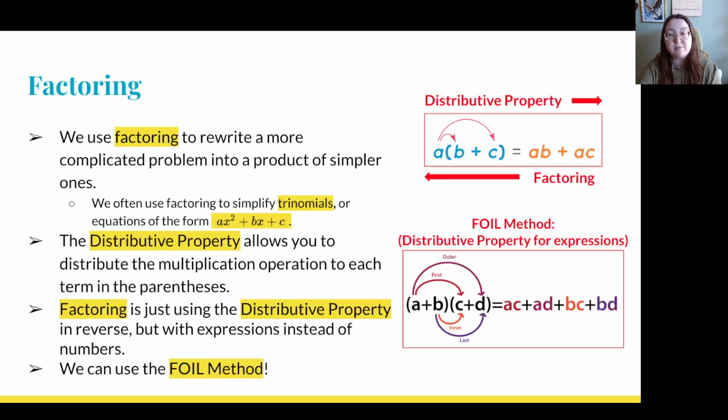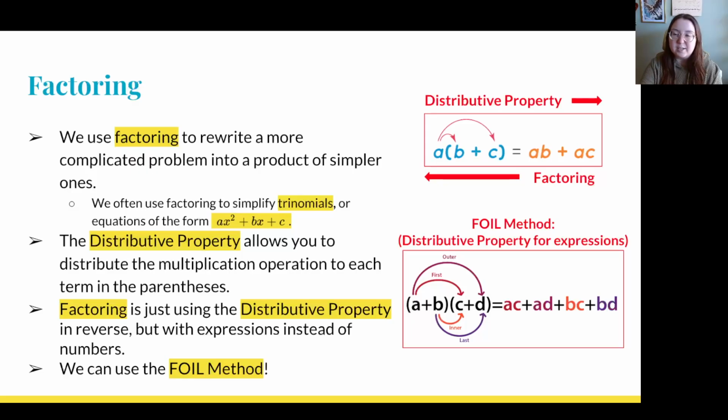So we use the FOIL method for that. The FOIL method is the distributive property for expressions. Within our FOIL method, we have a plus b times c plus d, so we're multiplying our two binomials together. FOIL stands for first, outer, inner, last. So first, you'll multiply the first terms in your two chunks.